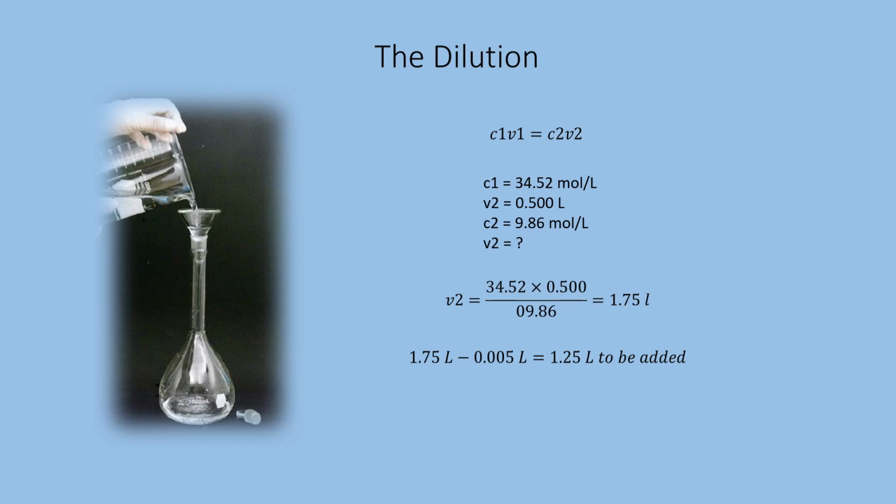Also, C1V1 equals C2V2 can be flipped. This would be represented as C2V2 equals C1V1. The amount of water that would be needed to be added for dilution can be easily determined by converting what you have and what you want to molar concentration. In my opinion, this is much easier to understand.